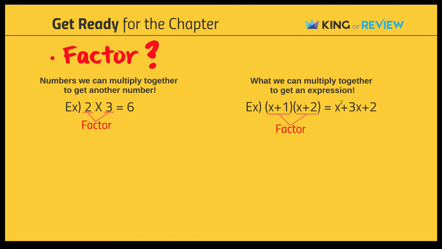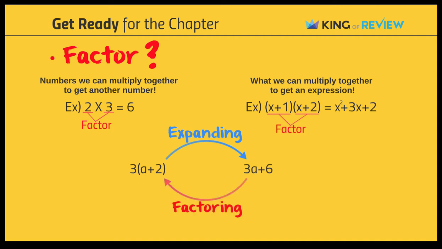Let's look at one more example. We have 3 times (a plus 2). If we distribute, we get 3a plus 6. This is because 3 times a plus 3 times 2 equals 3a plus 6. We call this process expanding. And reversely, the process of going from 3a plus 6 to 3 times (a plus 2) is called factoring. In this lesson, we'll learn about this factoring. Okay, let's get started.